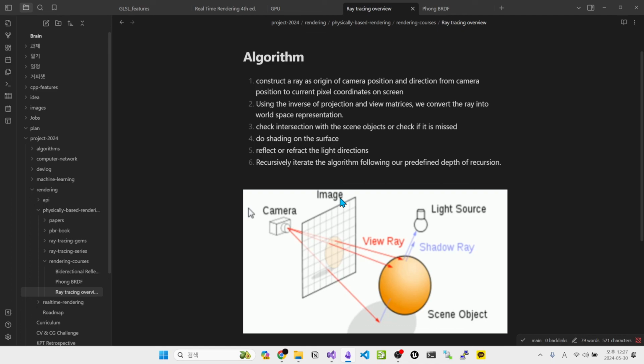So the clever algorithm is to start the ray from our camera. We shoot the ray from the camera, and we take care of the intersections on the surfaces in the scene, which is the reverse algorithm.